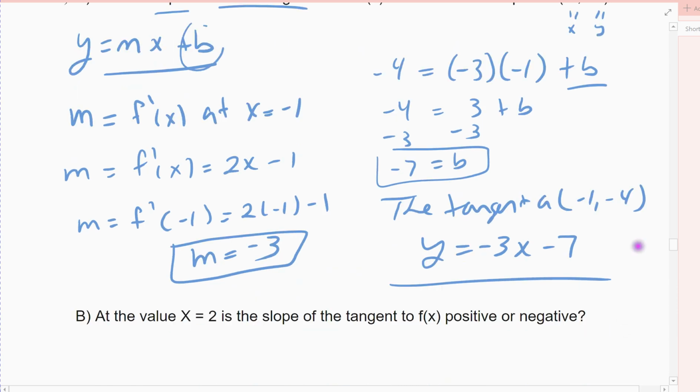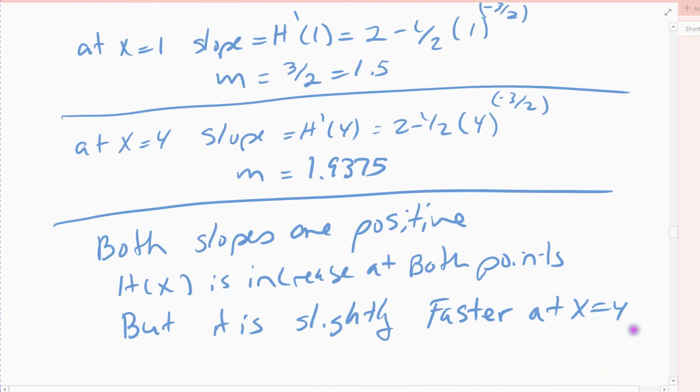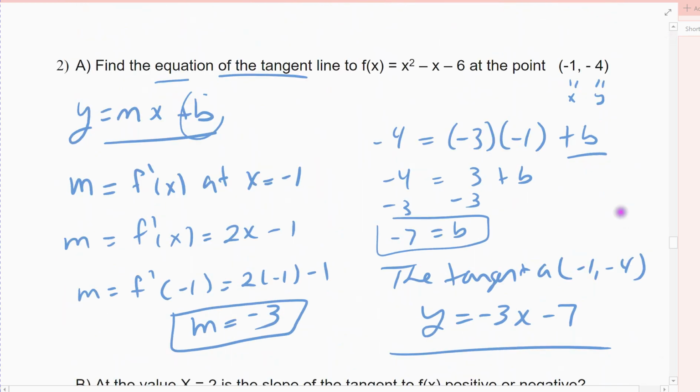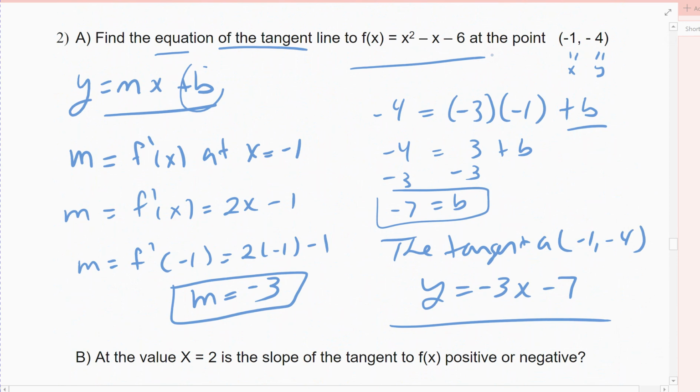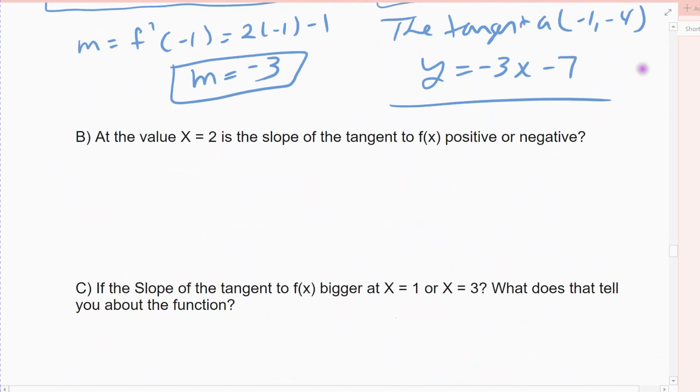Part B, using the same function and its derivative. I've got a couple more questions to answer.